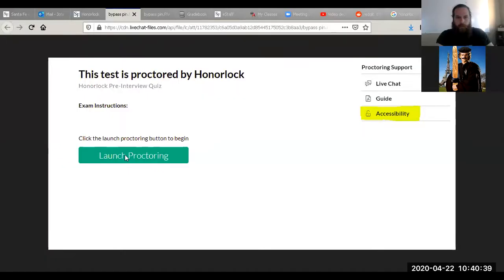So here's what dude sent me. After you launch HonorLock, but before you hit launch proctoring over here on the right, this accessibility is where they want you to go to enter that PIN.